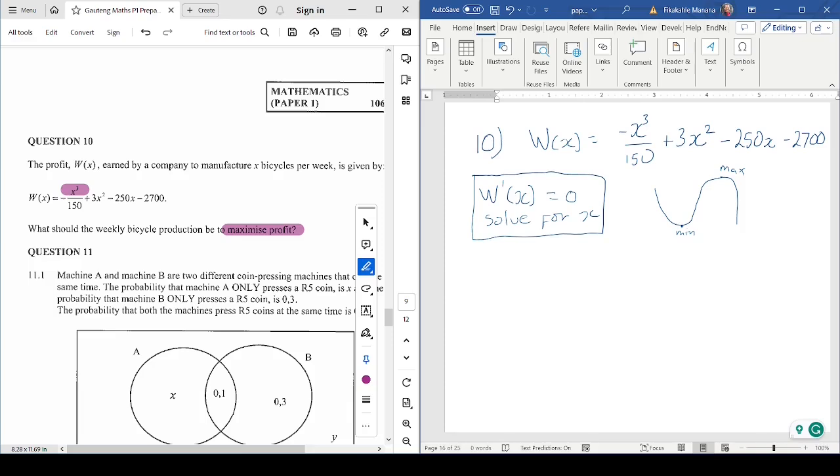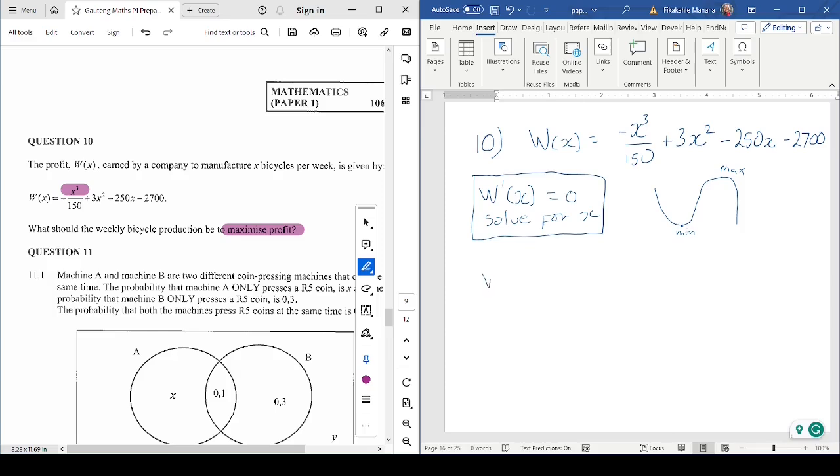And in this exercise of equating the first derivative to 0, we are really just trying to find the x values of the turning points. Okay, and then we take those x values, they will give us the maximum. So let's do that.